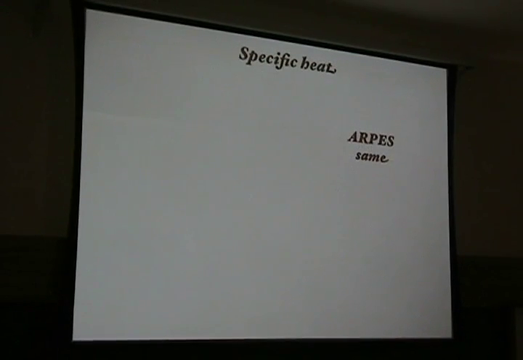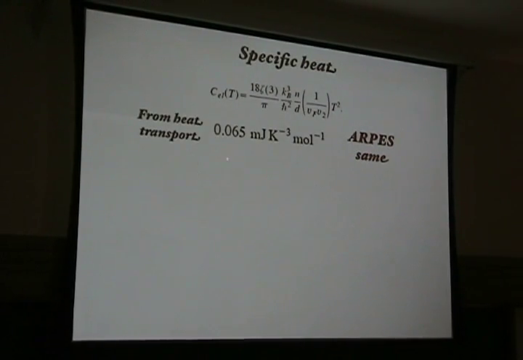You can look at other things. Oh, sorry, I didn't do it right. You can look at the specific heat. These are all constants, right? This is 1.3 roughly, kB, h bar. This N over d is the number of layers per unit cell. This is the temperature, and this is V2 over VF, V2 again. So this is what you get from specific heat, from heat transport. You get the same from ARPES.